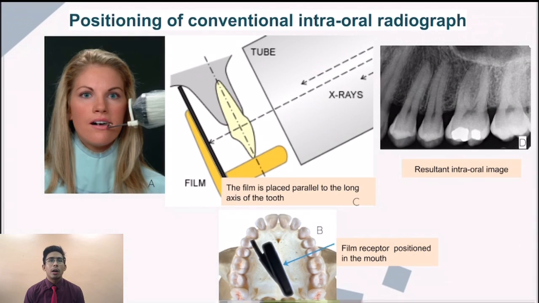These images show the positioning of the intraoral radiograph. Diagram C shows the paralleling technique, where the X-ray beam is angulated perpendicular to the long axis of the tooth. As we can see here, the image receptor is positioned parallel to the long axis of the tooth. Image D shows the periapical image from the paralleling technique.